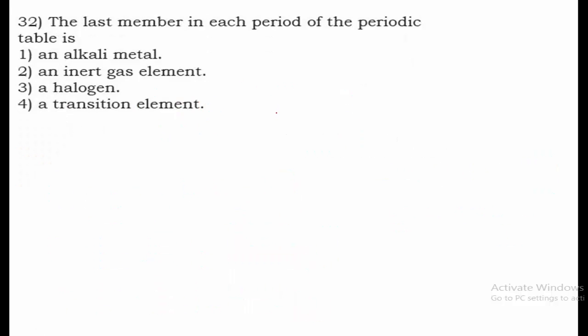32nd, the last member in each period of the periodic table is. So last member in each period of the periodic table. Is it an alkali metal, an inert gas element, a halogen, transition element? You know, 18th group is the last group, and last element in the period. As we move along the period, the last element will be an 18th group element, which is a noble gas or inert gas, and hence option 2 is the right answer. An inert gas element you will get.